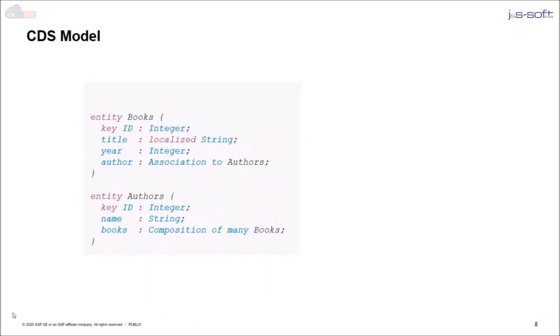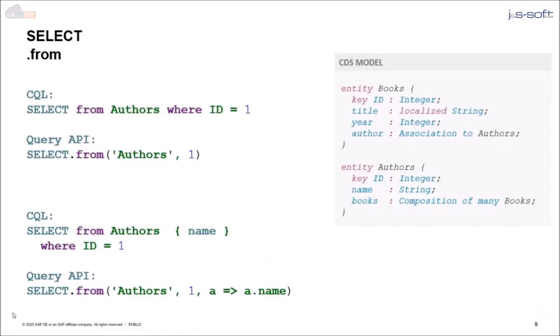So let's go and let's see first the method from, which I already mentioned here. And actually this first example is exactly the example which I already presented, where you want to select all columns from the entity authors with a simple where condition, and just write in the query API, select from with two parameters. The second parameter is optional. It means you can just take the first parameter, and then it will be equivalent to select star from authors without any condition.